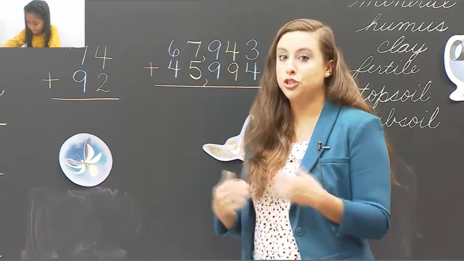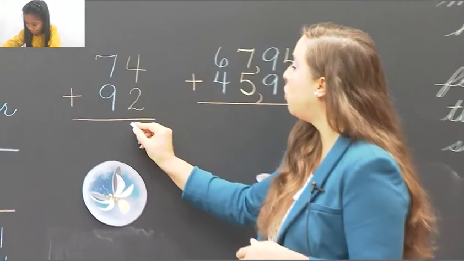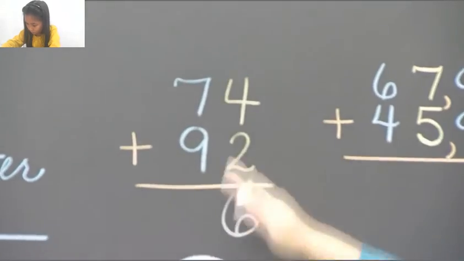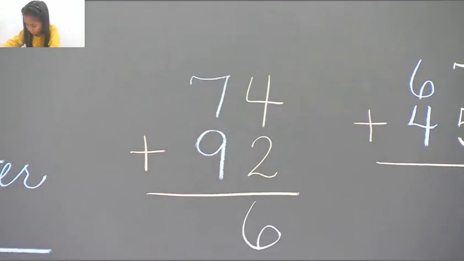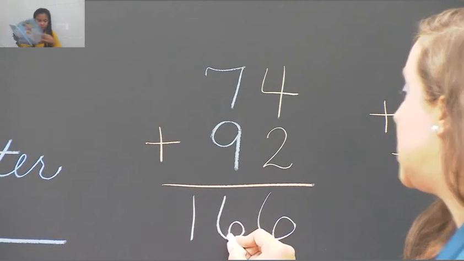4 plus 2 is, class? 6. Good. Now let's go over to the tens column rather. 7 plus 9 equals? 16. 16. So my answer is 166.